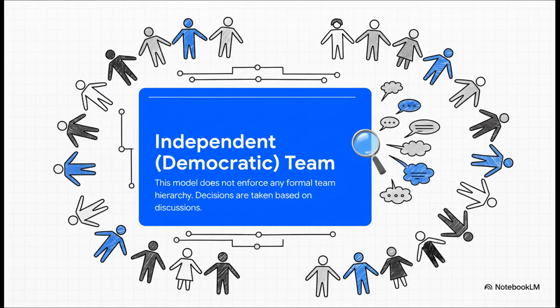Okay, now let's flip that idea completely on its head and look at the polar opposite, the independent or democratic team. This model just flattens the whole hierarchy. Poof, it's gone. There's no single boss, and the idea is that every single person on the team has an equal say in the decisions.